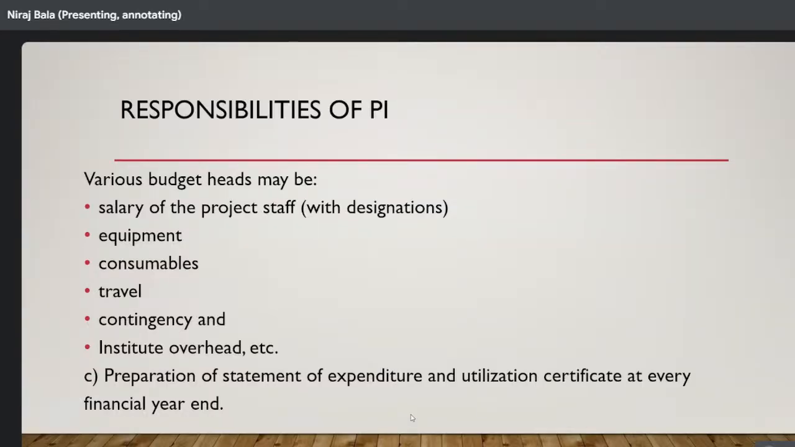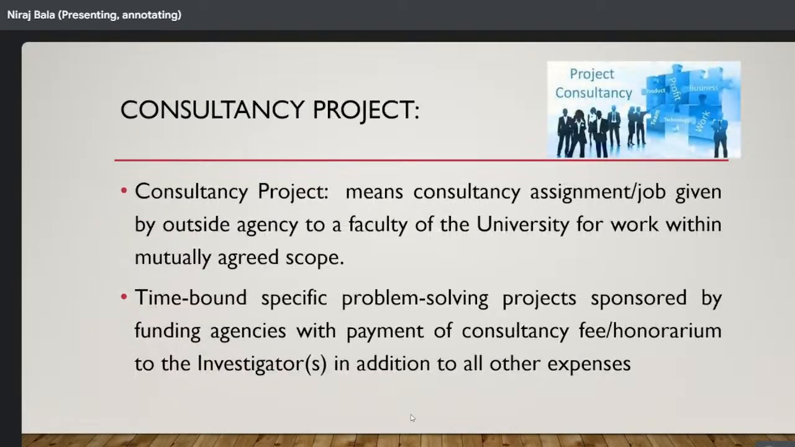So you will be responsible. Suppose I have got 25 lakhs from some agency and I have written that in the first year I will spend 20 lakhs. So you will have to give the statement of expenditure, and we call this certificate the utilization certificate. Okay, out of this 25 lakh, how much I have spent, how much is outstanding. So this has to be given.